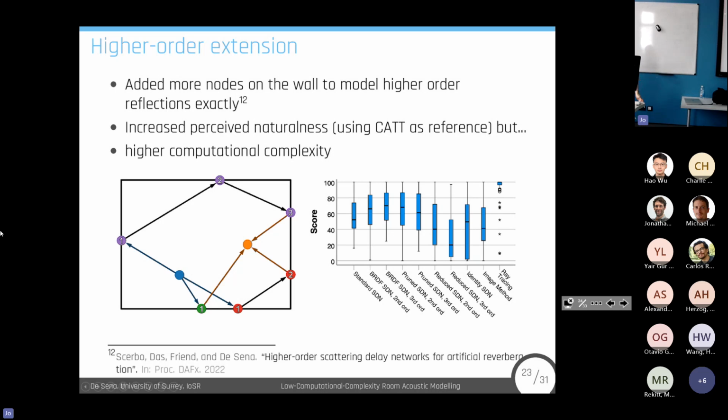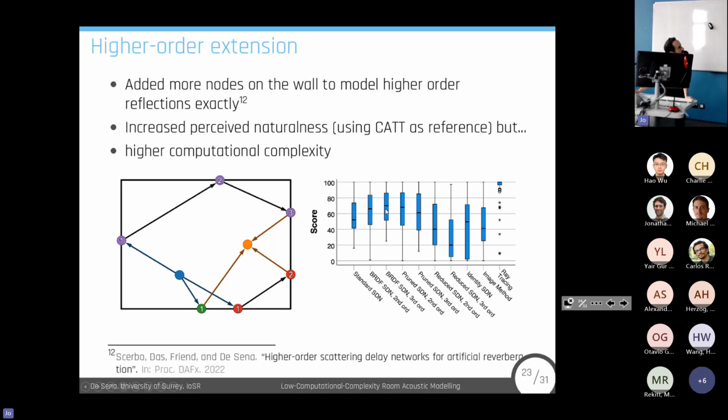But if you do the design right, what we did in this experiment is use again a MUSHRA, but this time with a reference, which is CATT-Acoustic. And we saw that indeed you did get closer to CATT-Acoustic with the higher order versions in terms of naturalness. We asked them, comparing to the reference, how does the naturalness of the model compare? Among the different methods, one of these higher order versions did have a statistically significantly higher naturalness score than the standard SDN, which is here.